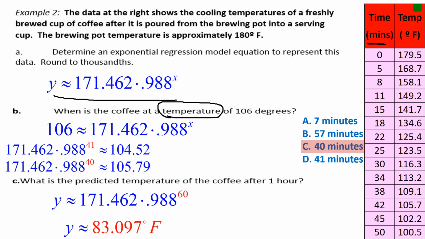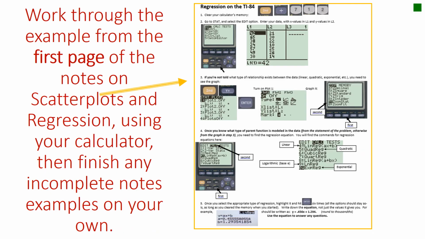We get 83.097 degrees. So that's how much it is after an hour. What do you have to say about the cup of coffee? Does it make sense that the temperature is dropping after an hour? Yeah, if it's sitting around in the room, that does make sense.